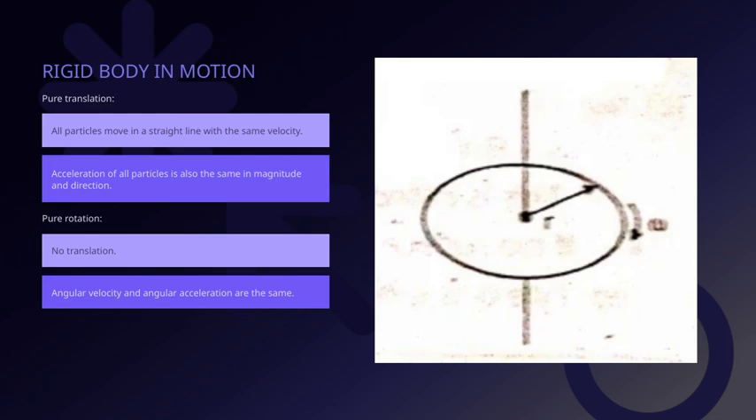Finally, the slide mentions a rigid body in motion. When a rigid body moves, whether rotating or translating, these principles help us understand how different parts of the body behave, ensuring the structure's integrity during motion. Recognizing these distinctions is essential because they underpin how we analyze and predict the motion of objects in mechanics.